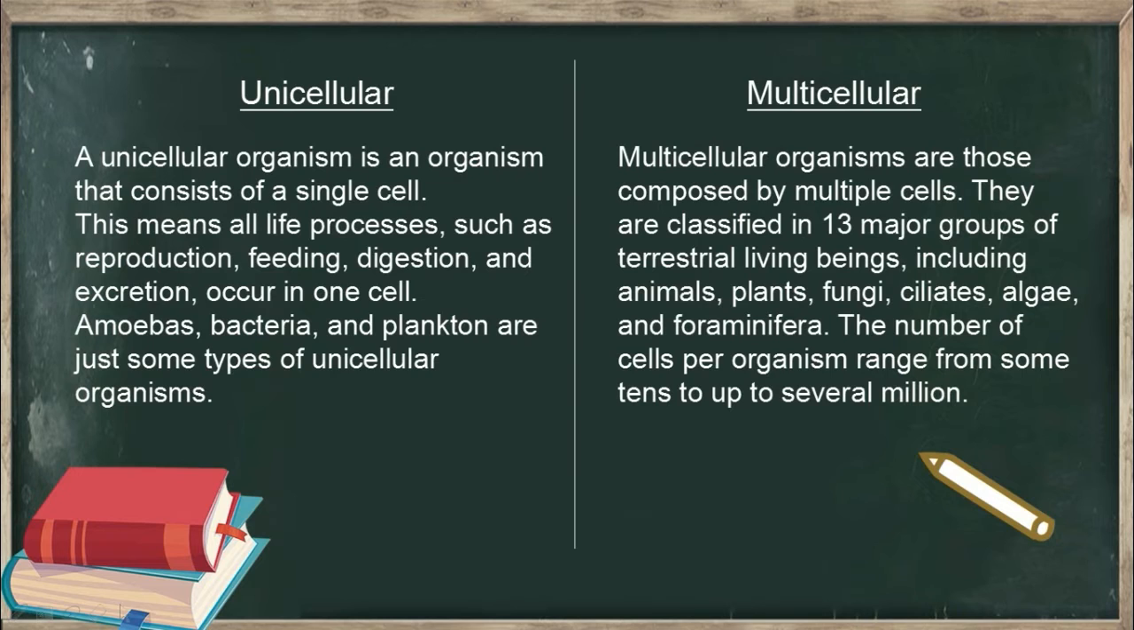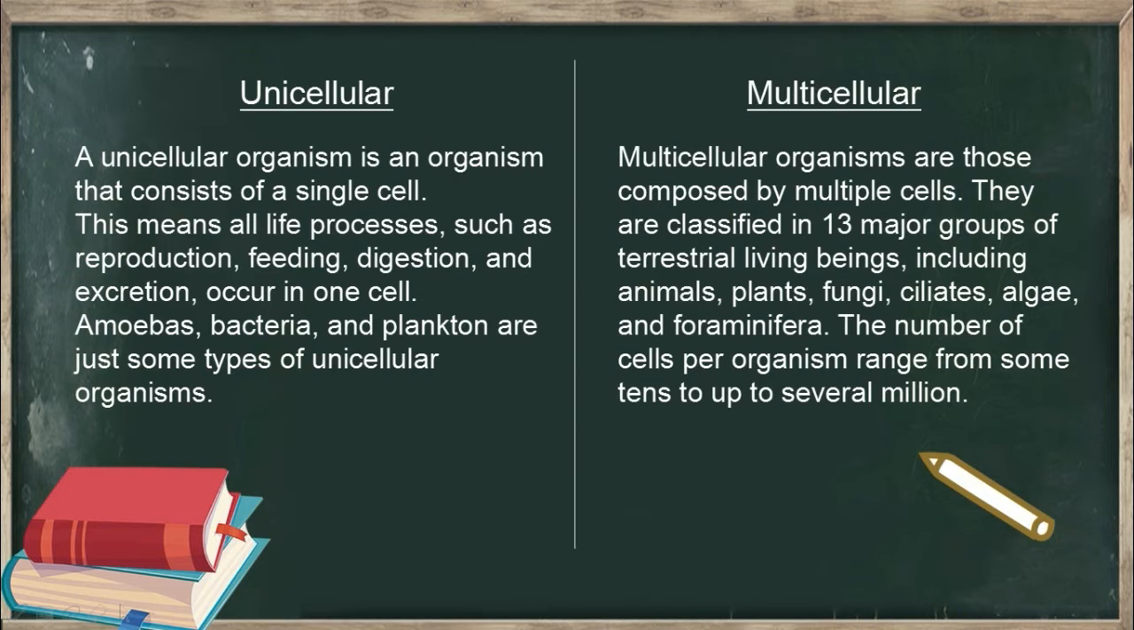Now, let us look into the difference between a unicellular organism and a multicellular organism. A unicellular organism is an organism that consists of a single cell. This means all life processes, such as reproduction, feeding, digestion, and excretion, occur in one cell. Amoebas, bacteria, and plankton are just some types of unicellular organisms.